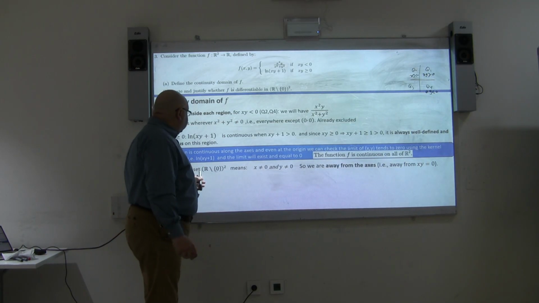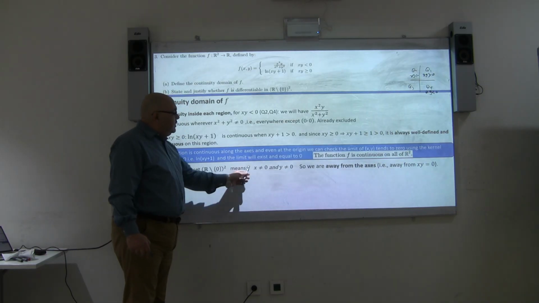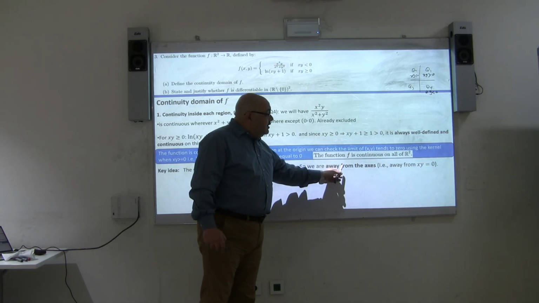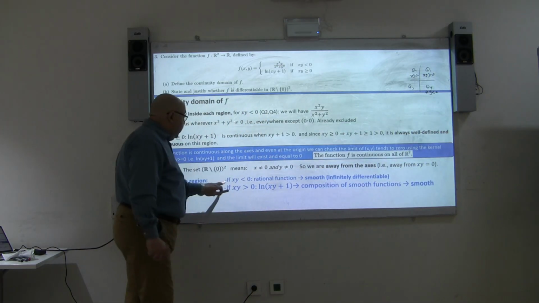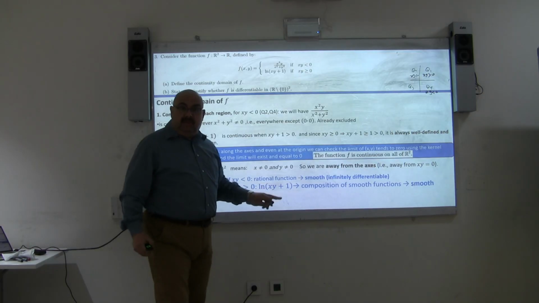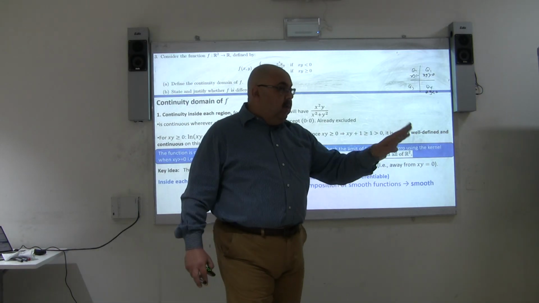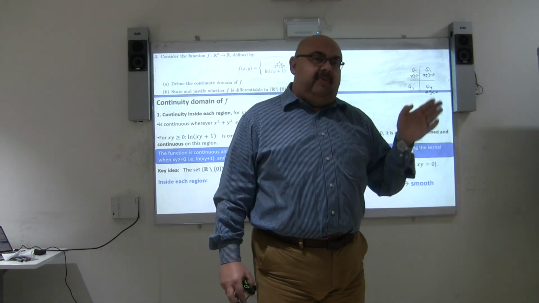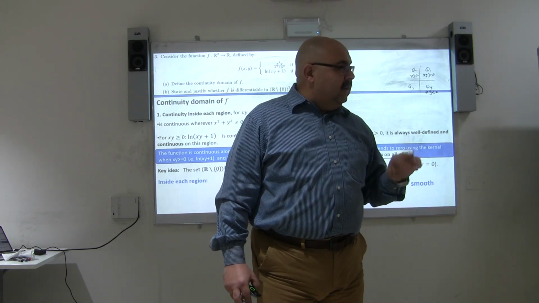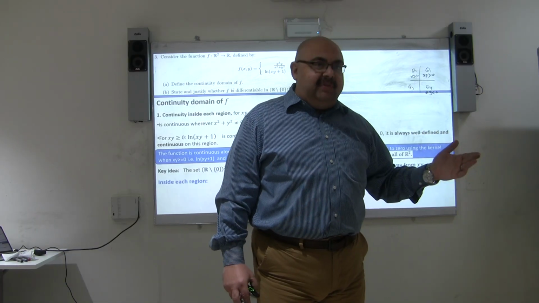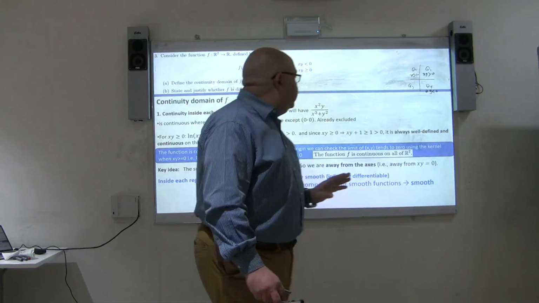Okay. The set R2 minus 0 means x doesn't equal 0 and y doesn't equal 0. So we are away from the axes anyway in xy. This is why if xy is less than 0, it is a rational function, smooth, infinitely differentiable. If you have a rational function like 1 over x, and you are away from the origin, it will be differentiated up to infinity. It's going to be x to the power of negative 1. Differentiate, negative x to the power of negative 2. Differentiate more, it's going to be 2x to the power of negative 3, and so on. So it's differentiable infinitely.